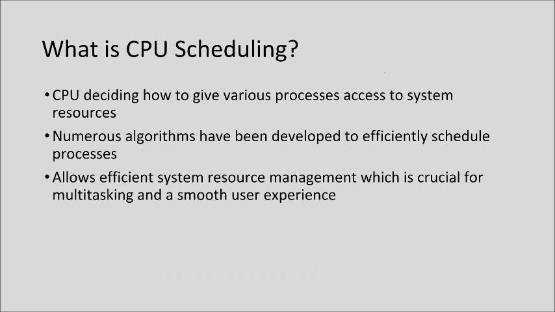So you might be wondering, what is CPU scheduling? Well, a CPU has to decide how it's going to divvy up the processes that it needs to complete and which order to complete them in. So that's what CPU scheduling is. It's a way for a CPU to determine the order that it's going to complete the processes that it is given. Numerous algorithms have been developed in order to efficiently schedule these processes.